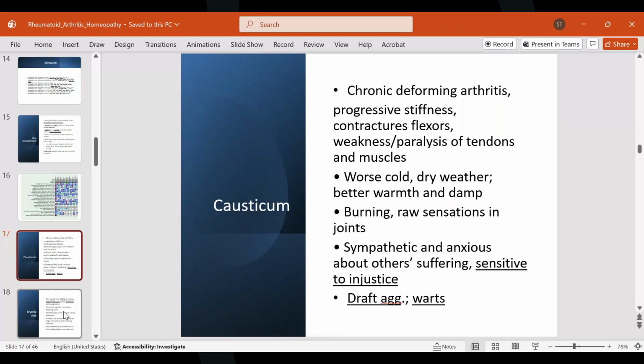They're also sensitive to drafts, and usually they have warts. The most characteristic feature about the warts is they can be around the nails on the fingers. Oh, not on the face? Can be, but you want warts. If the patient has no warts, it's hard to prescribe. Or ingrown toenails, I think, is another one. One or the other.